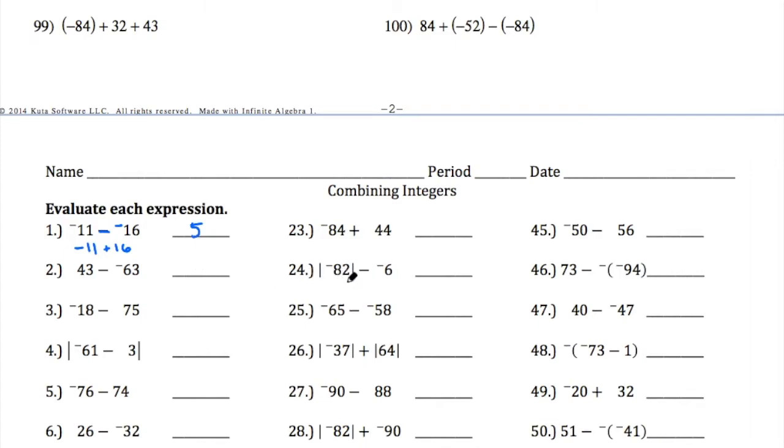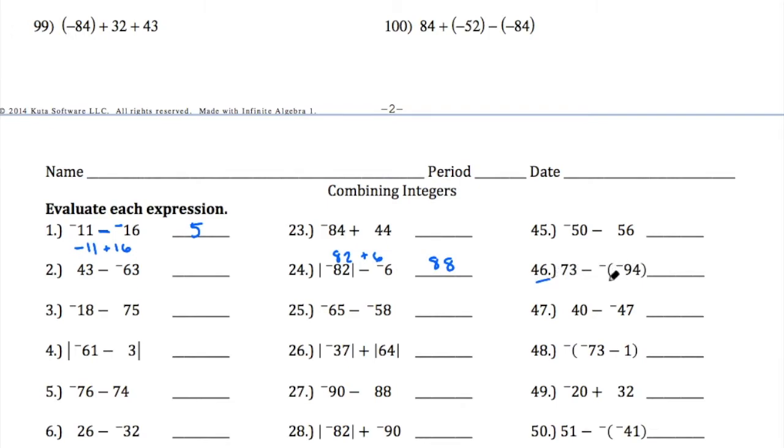Number 24, a little bit different. We have to take the absolute value of -82. That, of course, gives us 82. And then we can resolve our double sign to make that a plus 6. Oh, 82 plus 6, 88. Excellent. Whoa, number 46. We've got a triple minus sign happening here.